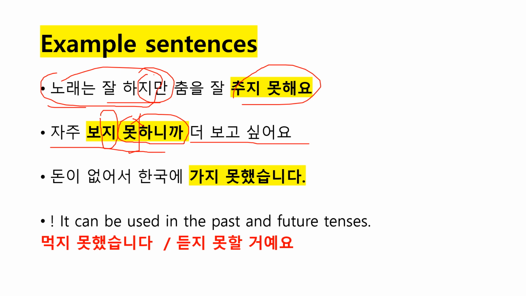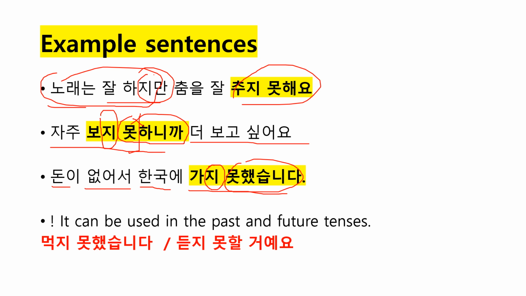And the number 3 is 돈이 없어서 한국에 가지 못했습니다. That means I didn't have money, so I couldn't travel to Korea. 가지 못했습니다. So this is 지 and then 못했습니다. 지 못하다 is always a fixed expression. It comes together.